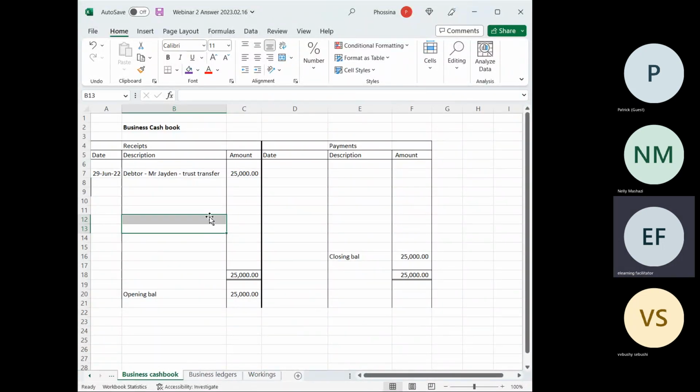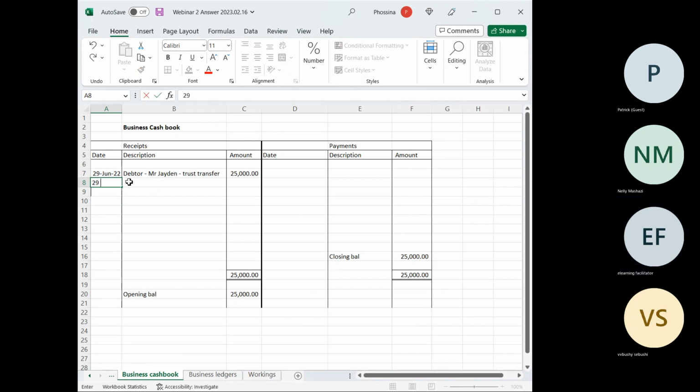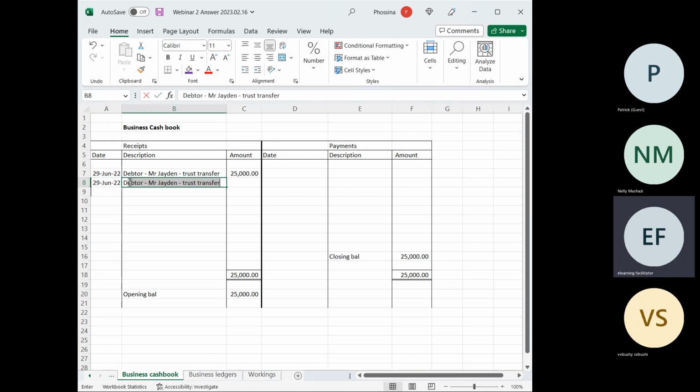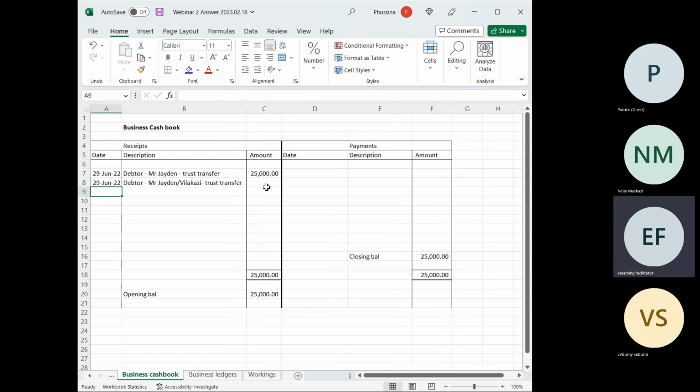business ledger, 29 June 2022. We are now receiving from our debtor, which is Mr. Jaden Vilakazi, and it's a trust transfer, just like that. And how much are we receiving?